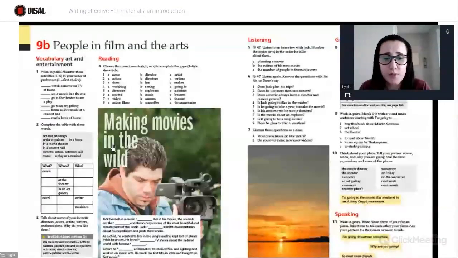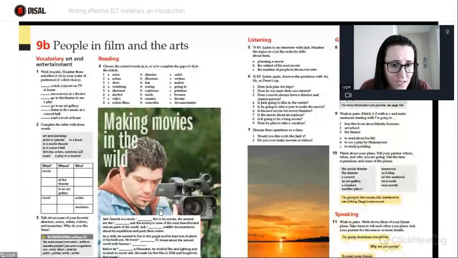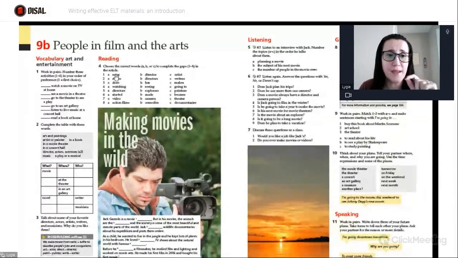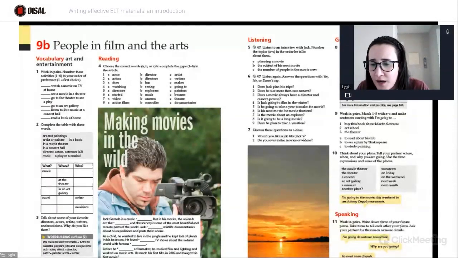This is probably a real person, Jack Gazoko. This person probably exists. So we can see authenticity as well. Number gaps. Yes, in exercise 4, for instance, these are gaps. These are options, but all of them are preceded by letters. So 1A, B, C. It's here as well, right? All of these are preceded by letters.